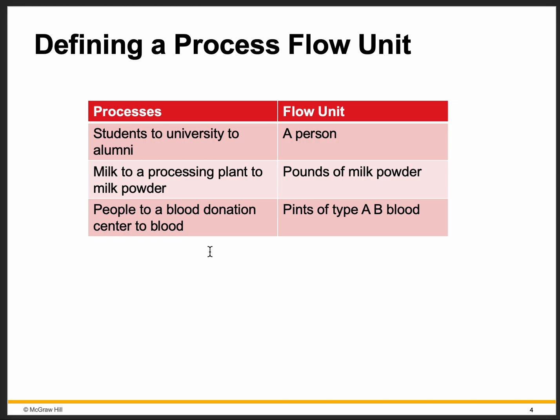Right. So when looking at a process, one of the first things that you do is you define a flow unit. What is the one singular unit that you're going to consider flowing through? Going back to the university example, it's a person who goes from being a student to an alumni. If you're looking at, say, blood donation, it's how many pints of blood you were able to collect. So that is one flow unit. The pint of blood comes out of a person's body, it goes into a bag, then it gets tested, it gets stored, it gets transported. So there are lots of things that happen within the process, but the individual unit that you're looking at is one pint of blood.